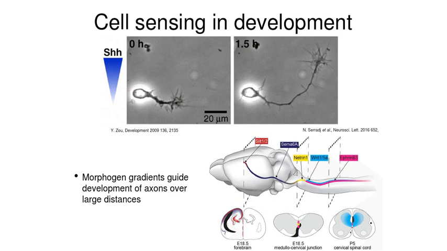If I show you how it would work, the growth cone will move, and after some time this is what you would get. It creates, let me change color, this curvature, and you have the growth cone moving toward the target. Basically, when you have morphogen gradients, they guide the development of the axon over large distances.